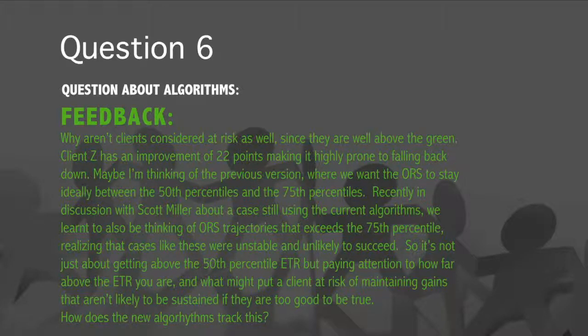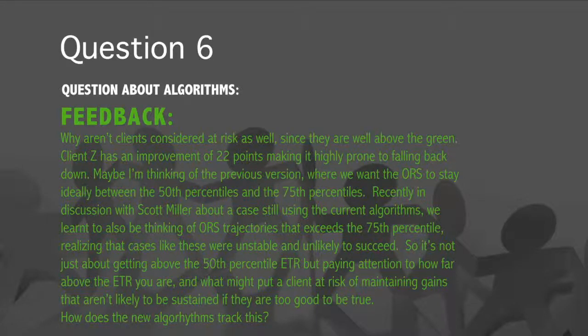and 75th percentile. And then he goes on to say, recently he was talking to you about a case with our current algorithms, and that we were thinking the ORS trajectories that exceeded the 75th percentile, these were cases that were unstable and unlikely to succeed. So he's saying it's not just getting above the 50th percentile. I'm saying this because, of course, we're talking about the old system, and translating that into the new system.